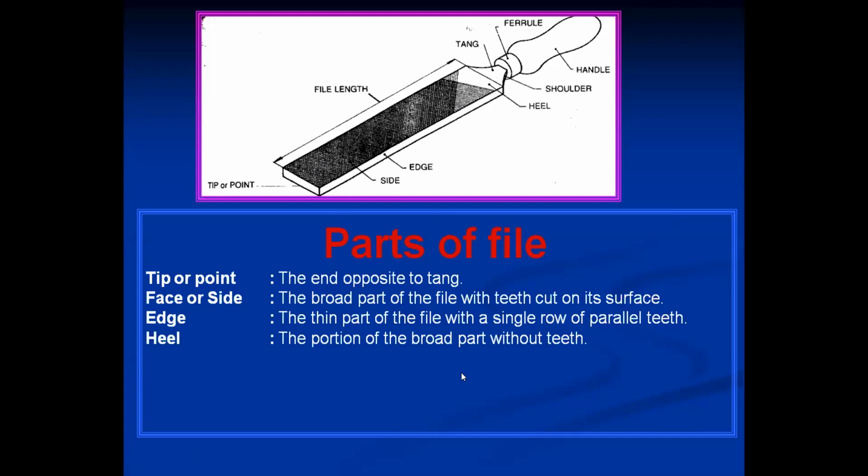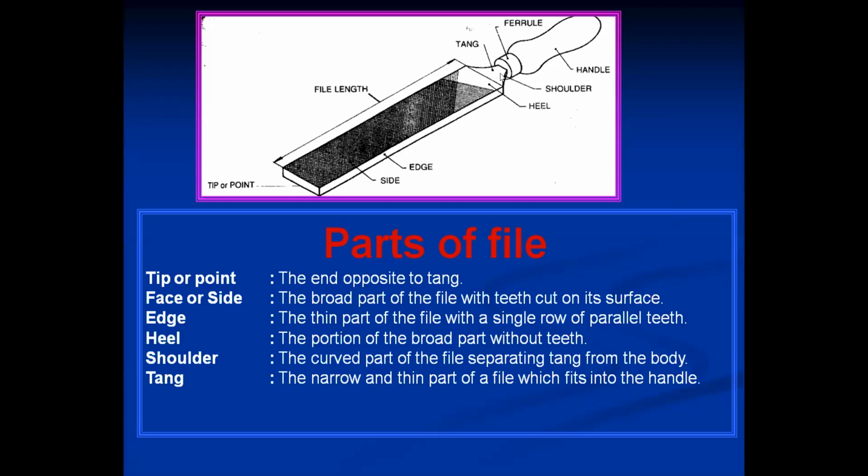Next, heel. Just see here, the heel is here. Heel means the portion of the broad part without teeth. Up to here, the teeth are cut on the surface of the file, and after that there are no teeth. So this portion of the broad part without teeth is called the heel.